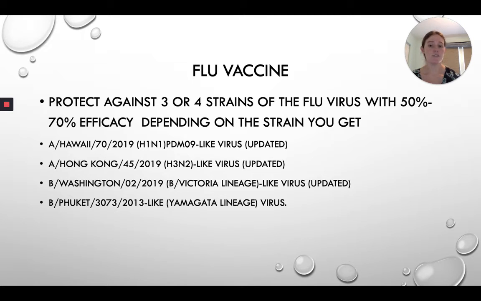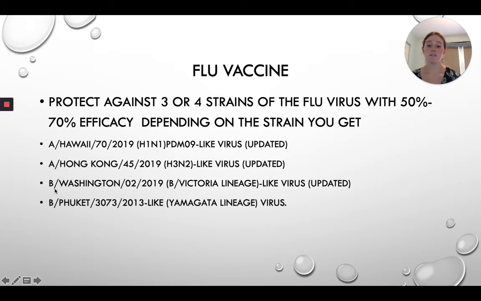And I believe, if I'm not mistaken, H1N1 is more of like a bird flu, where H3N2 is a swine flu. And we used to not be able to get swine flu, but a mutation occurred and it allowed the virus to then get transferred to people, which is why we have to include it in our flu shots these days. The second one is also a flu A, and it came from Hong Kong. Its strain number is 45, and its year is 2019, so this one was also updated from last year.